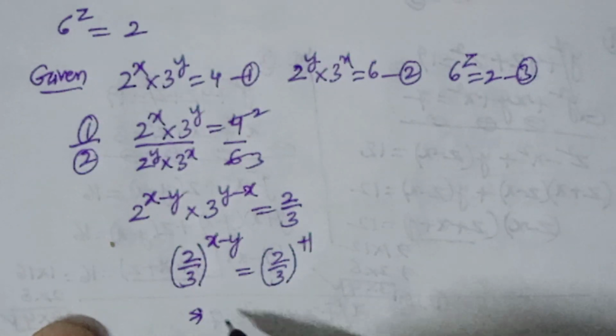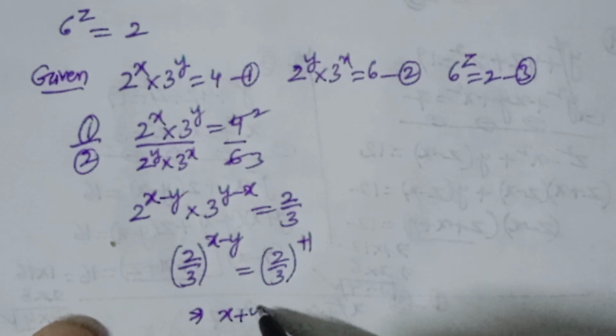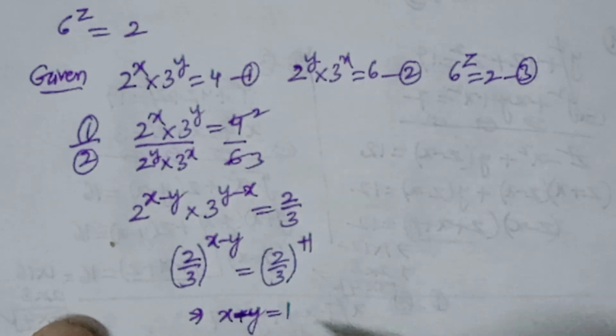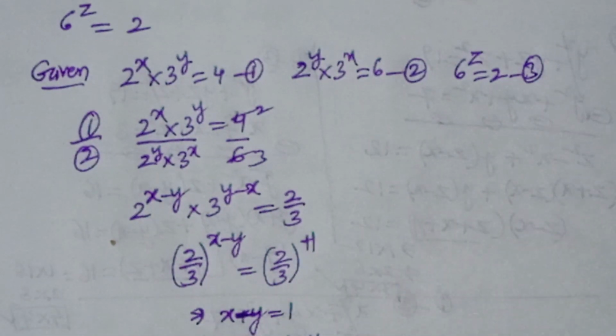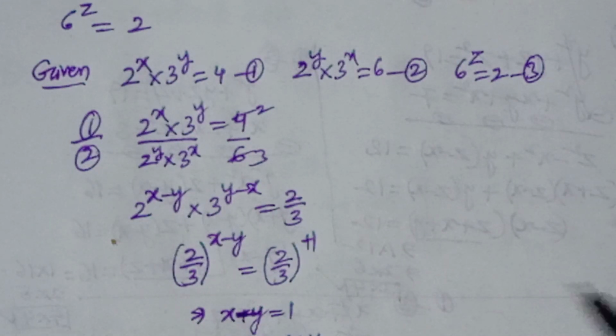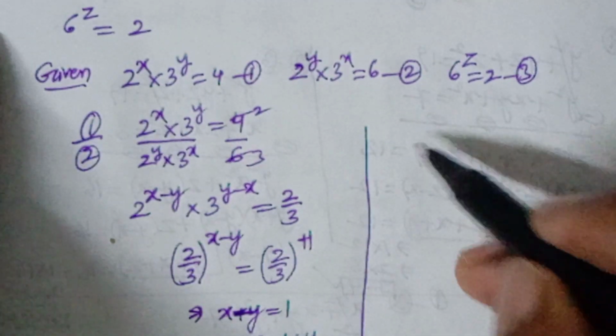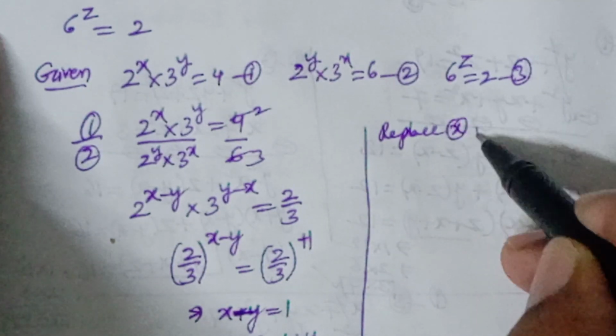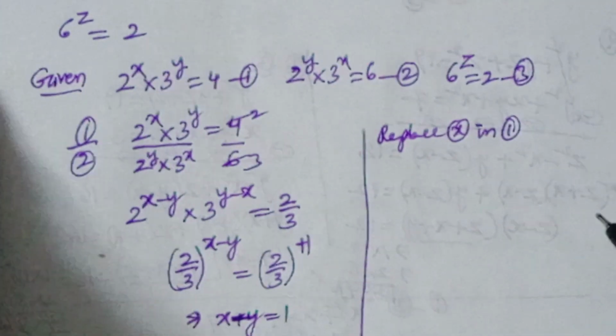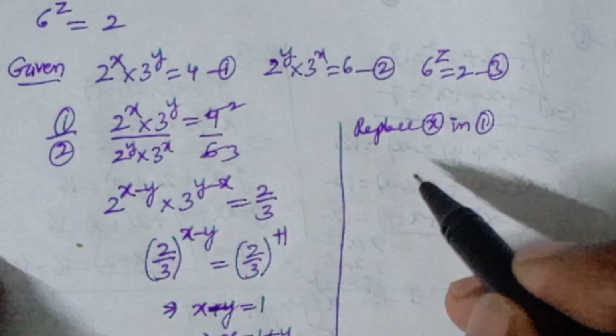So here the bases are equal, the powers should be equal, x minus y is equal to 1. From this you can write x is equal to 1 plus y. x is equal to 1 plus y or y plus 1. Now replace this in 1. Replace x in 1.